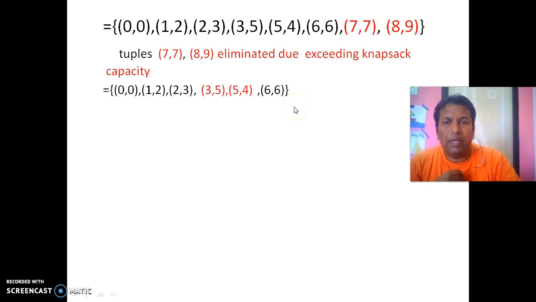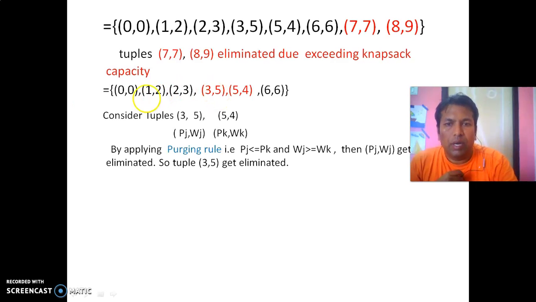Then again check these tuple values: 0, 0, 1, 2, 2, 3, 3, 5, 5, 4, 6, 6. Now consider the tuples 3, 5 and 5, 4. Here the profit is in increasing order, but if you consider the weights, the weight is in decreasing order, which violates the property. Here we are going to apply the purging rule, or dominance rule. Here 3 is Pj, 5 is Wj, 5 is Pk, 4 is Wk.